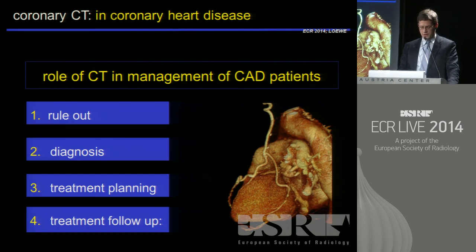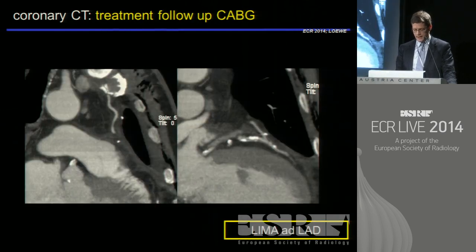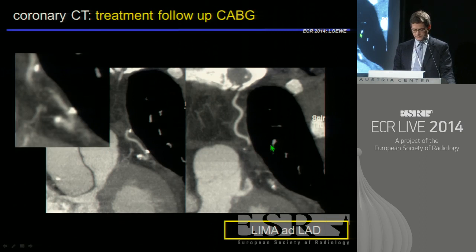Finally, a very good indication for cardiac CT is the treatment follow-up. So after bypass graft surgery, CT can be used to demonstrate the anatomy and the patency of the bypass graft. So this is a so-called LIMA graft coming from using the internal mammary artery. And here, nice demonstration of the anastomosis to the LAD.